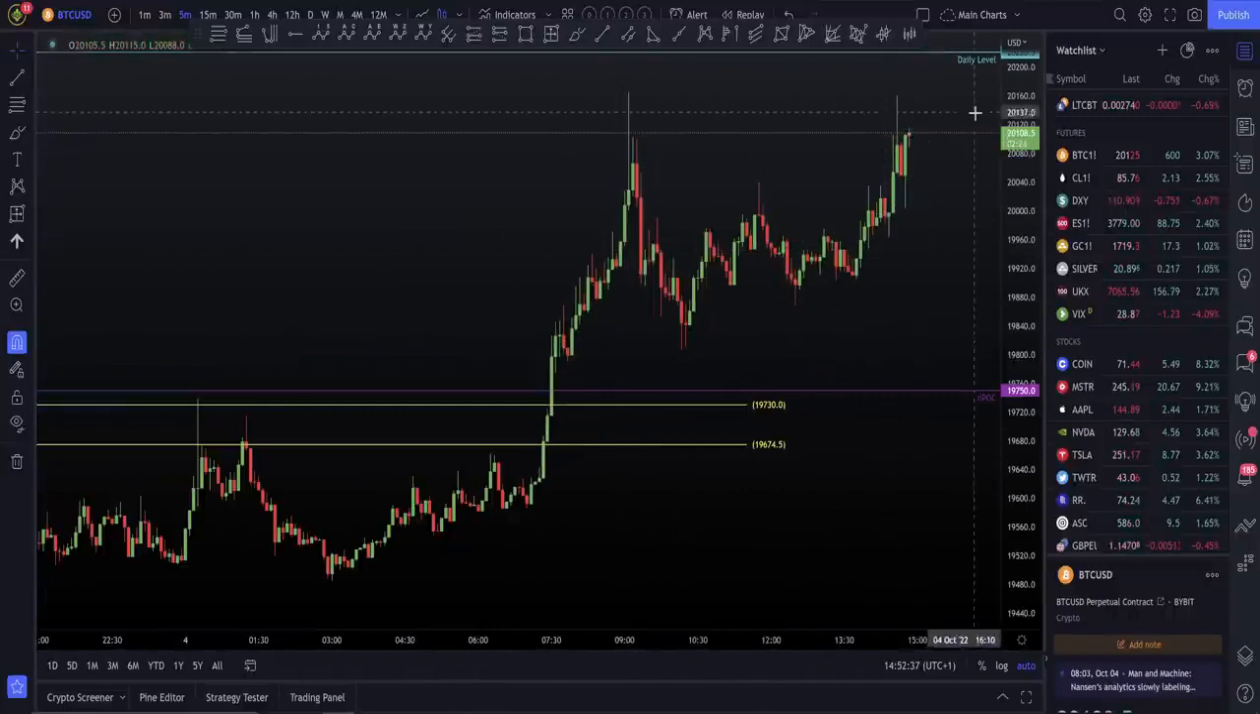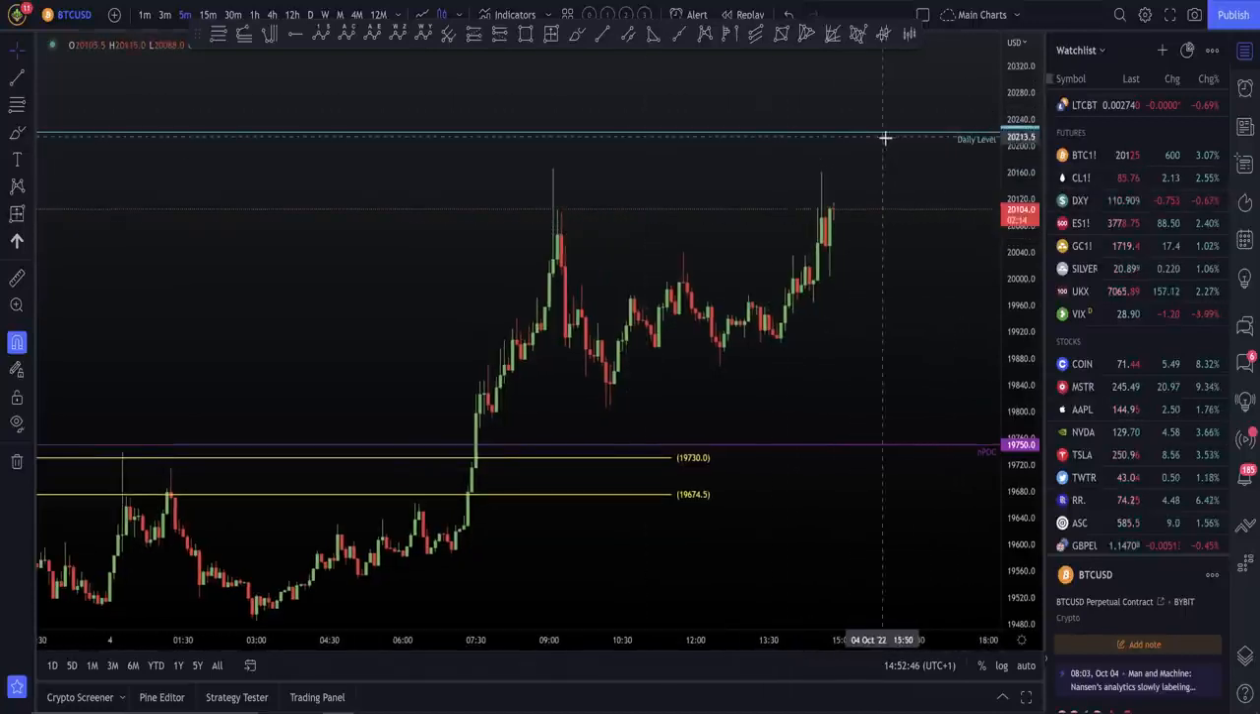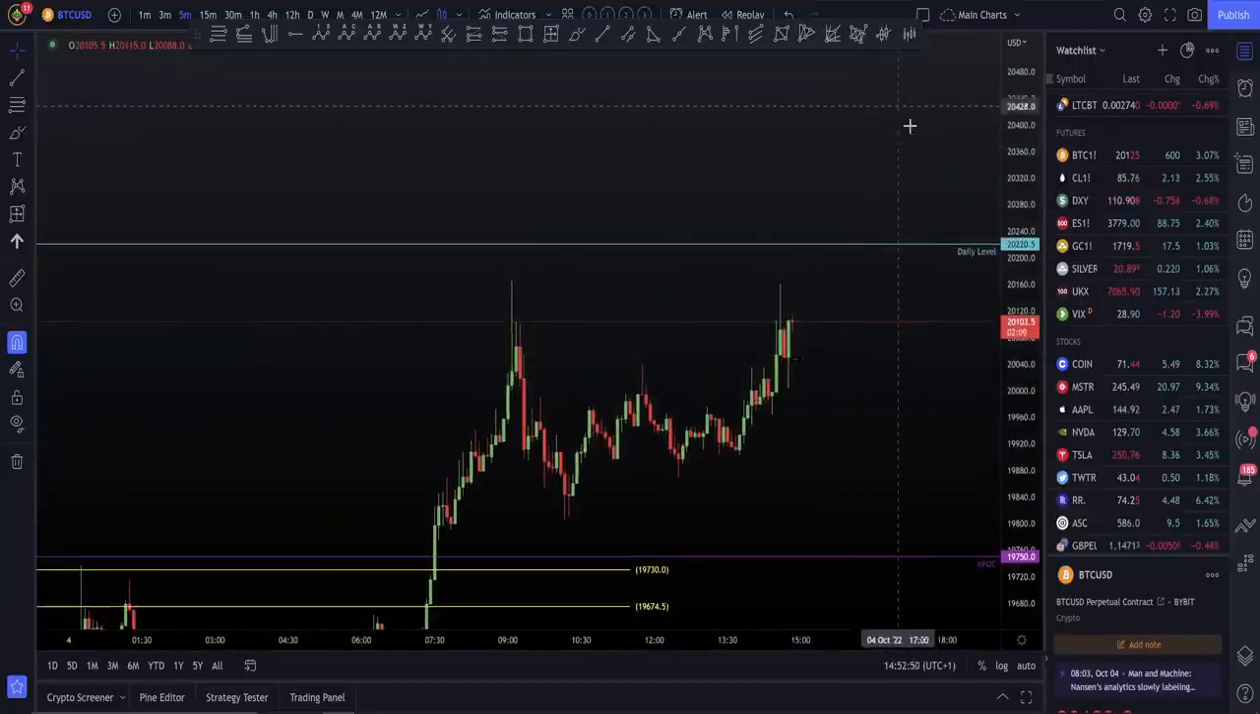And now we're range bound here, slightly below this daily level of 20,220. So what am I going to say? Well, I'm going to be looking for higher once again at the moment. I'm obviously going to keep my eye on the order flow, see if we can get a bunch of trap longs up into the high. If we don't, then once again, we can expect higher.